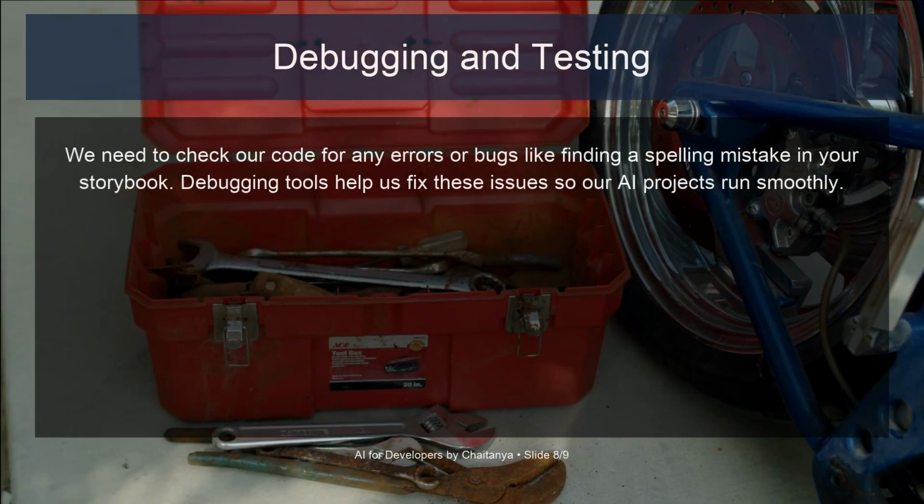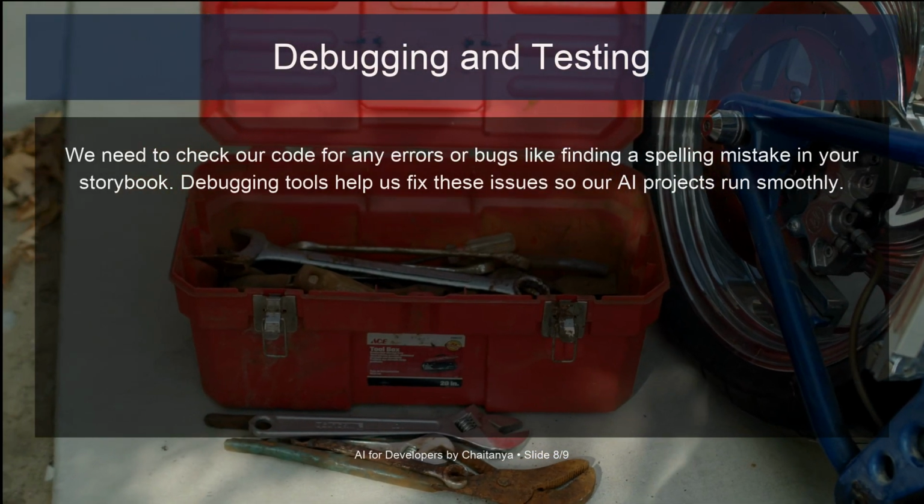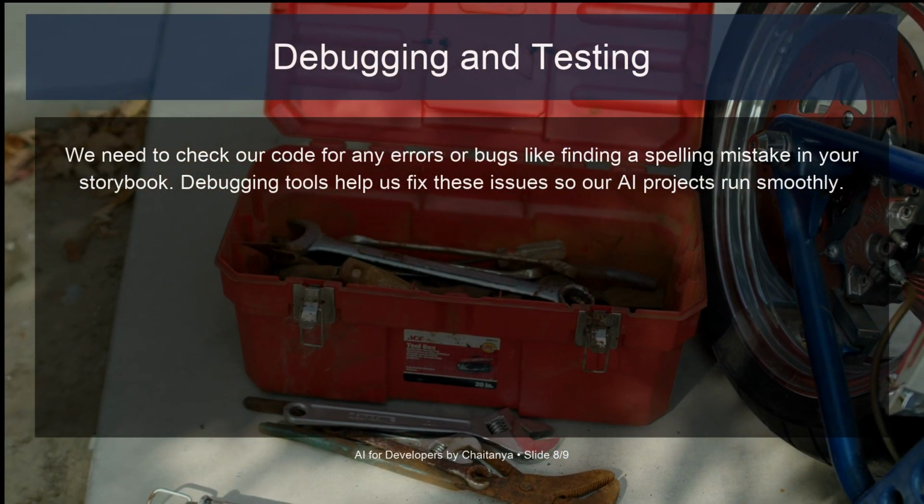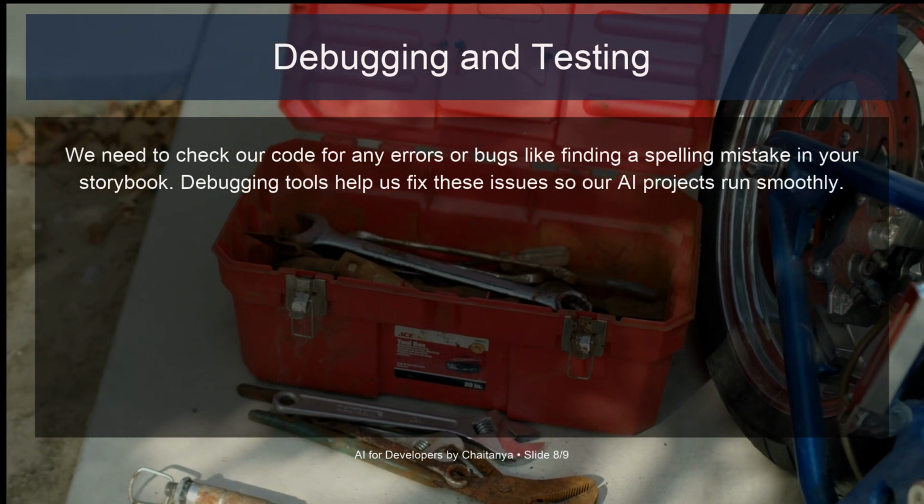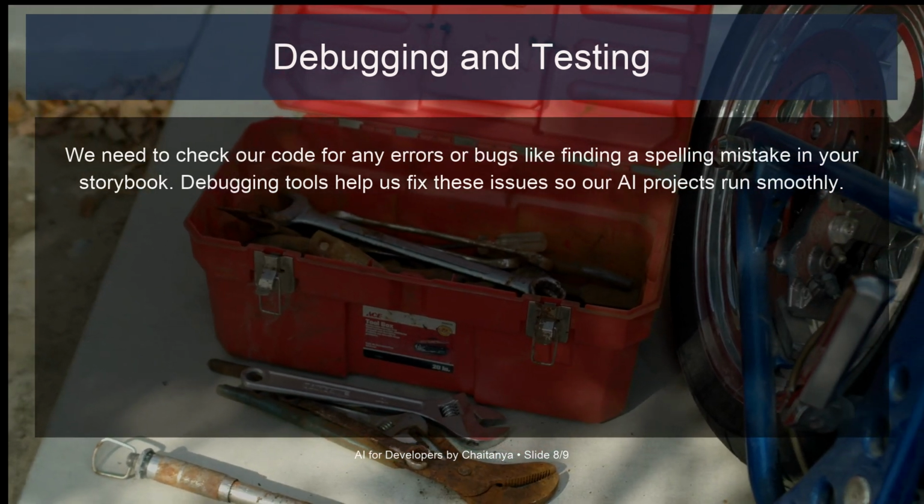We need to check our code for any errors or bugs, like finding a spelling mistake in your storybook. Debugging tools help us fix these issues so our AI projects run smoothly.